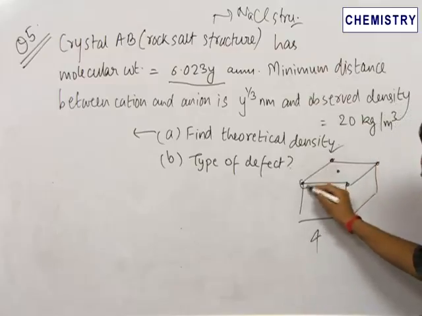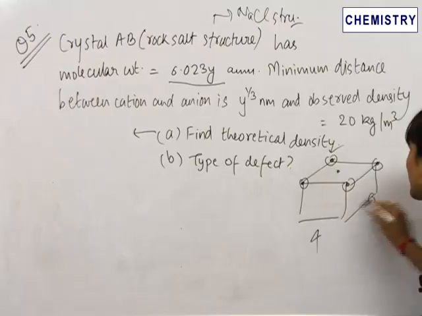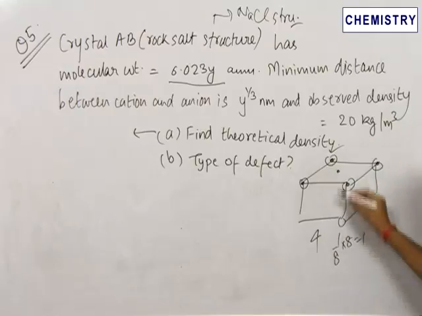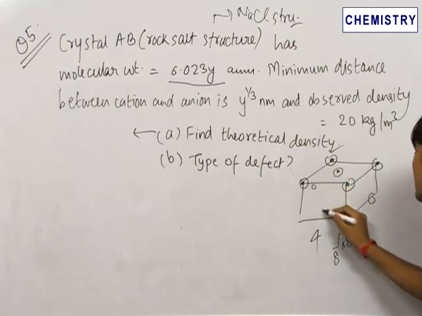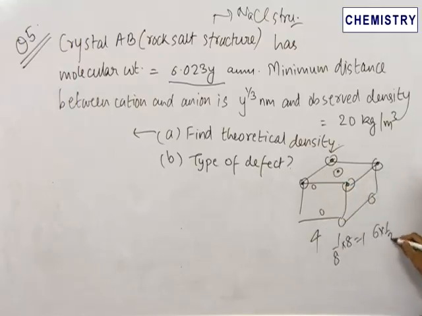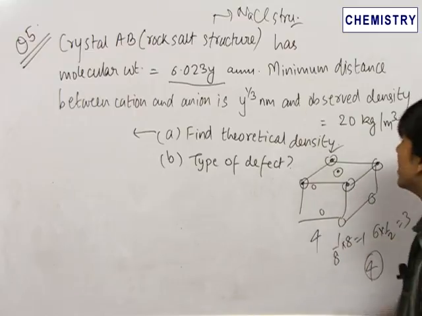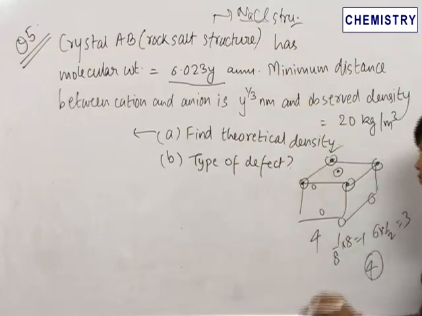That is 1 from the contribution by 8 vertices. 1 by 8 into 8 is equal to 1, and another 3 by the 6 atoms at the face centers, that is 6 into half, that is equal to 3. Therefore, total is equal to 4. Therefore, there are 4 chlorine ions per unit cell. Similarly, since the formula is NaCl, therefore there will be 4 Na plus ions in this unit cell.